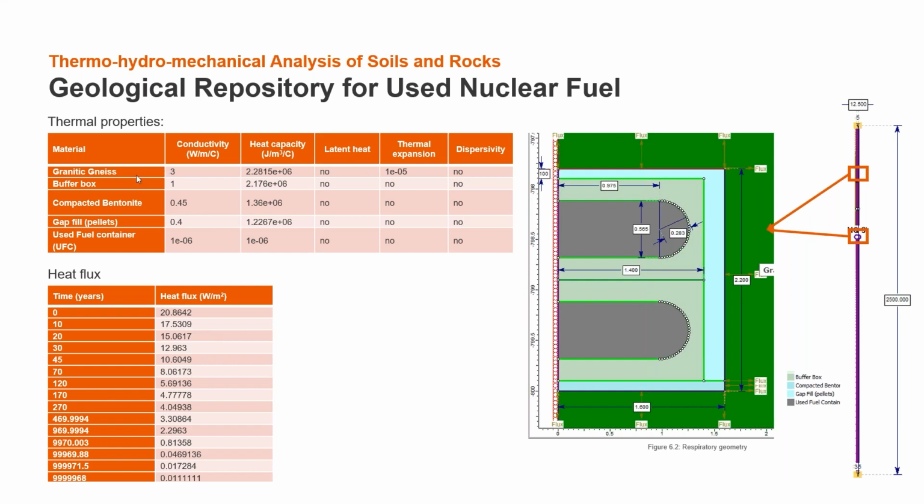The rock was modeled using the Hoek-Brown material, and the thermal properties are shown in this table. And as you can see here, the thermal expansion coefficient was 1e minus 5. There are two conditions for the design to be acceptable. The first one is that the temperatures must not exceed 100 degrees over the whole time. And the second one is that the repositories have to be stable.